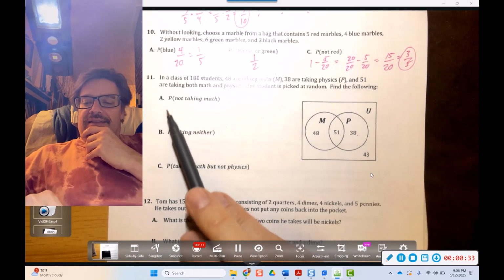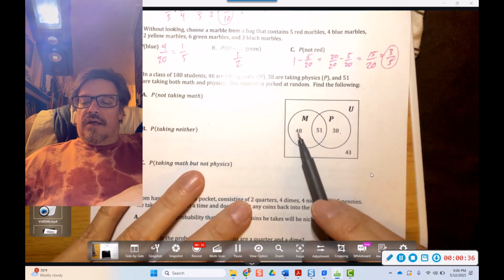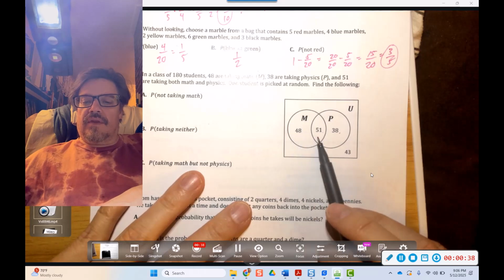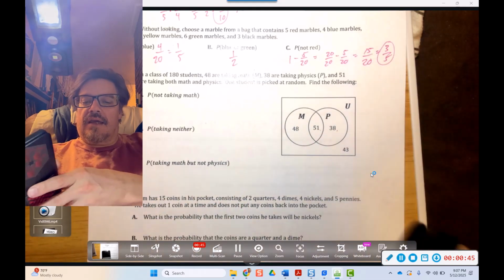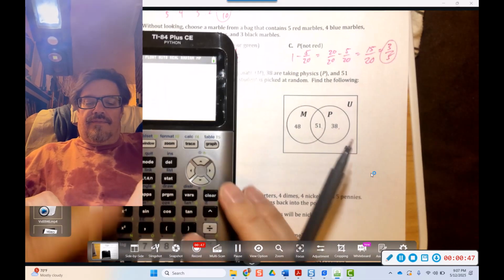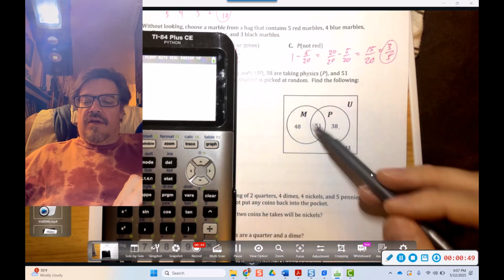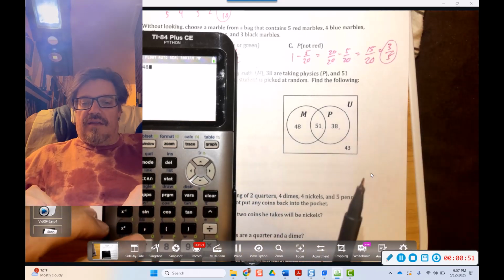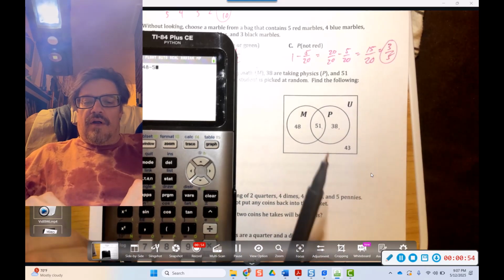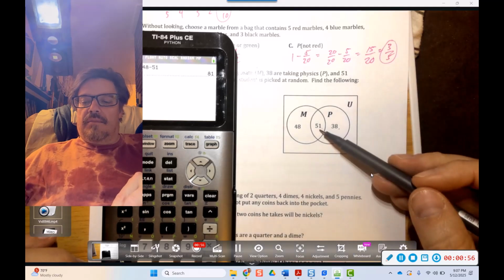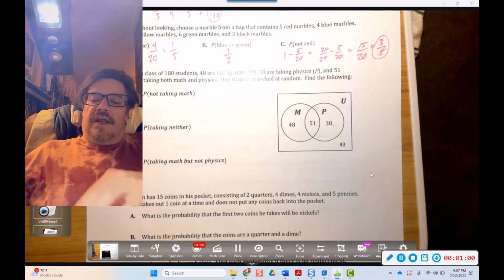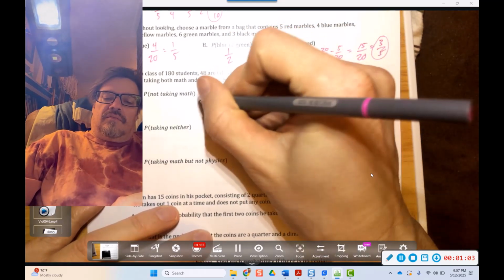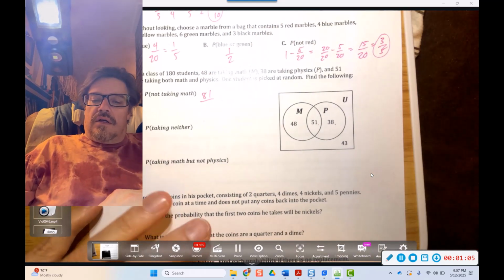Finding the probability of not taking math, so pretty much get rid of these guys here. Since 51 are taking both and 48 are only taking math, we're going to take 180 and get rid of the 48 that are only taking math and the 51 that are taking both math and physics. So that leaves us with 81.